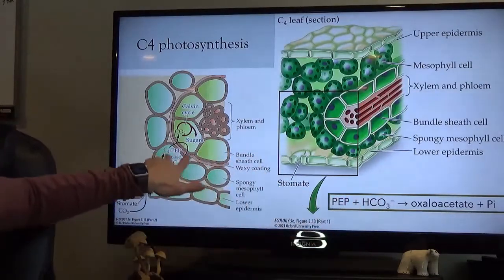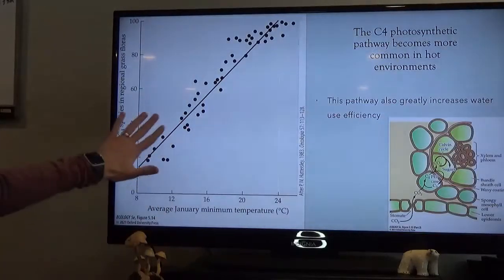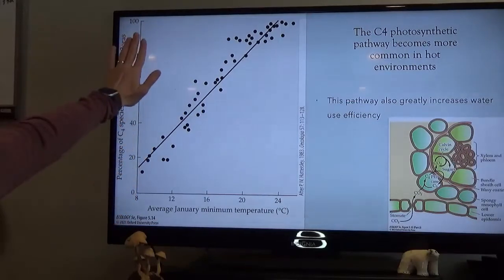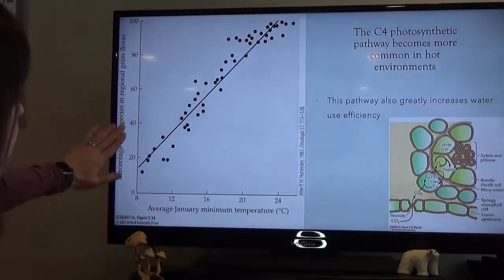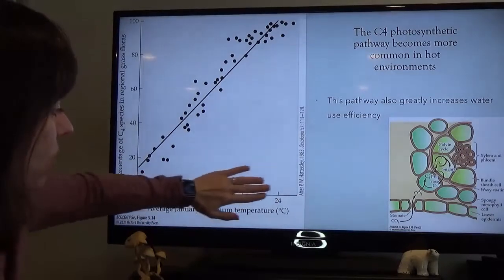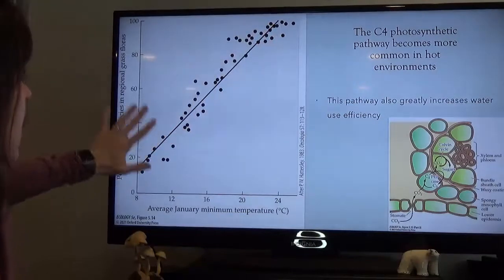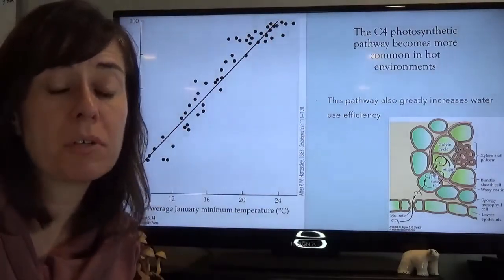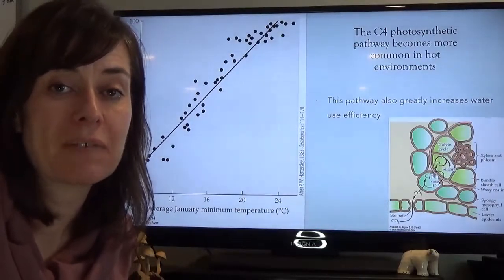Okay, and the neat thing that we can look at is the relationship between the prevalence of C4 plants, in this case C4 species in regional grass floras, as a function of average January minimum temperature. And we see this really, really strong relationship. The hotter it gets, the higher the proportion of species in that particular community that will use C4 photosynthesis to avoid that photooxidative stress.